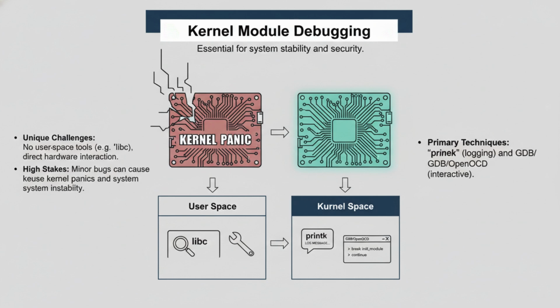This session will meticulously explore two fundamental yet powerful approaches for diagnosing issues within your kernel modules: printk for efficient, non-interactive logging, and the potent combination of remote GDB with OpenOCD for interactive, step-by-step code analysis. Mastering these distinct techniques is absolutely paramount for ensuring the stability, security, and optimal performance of any kernel-level code you develop, enabling robust system operation.